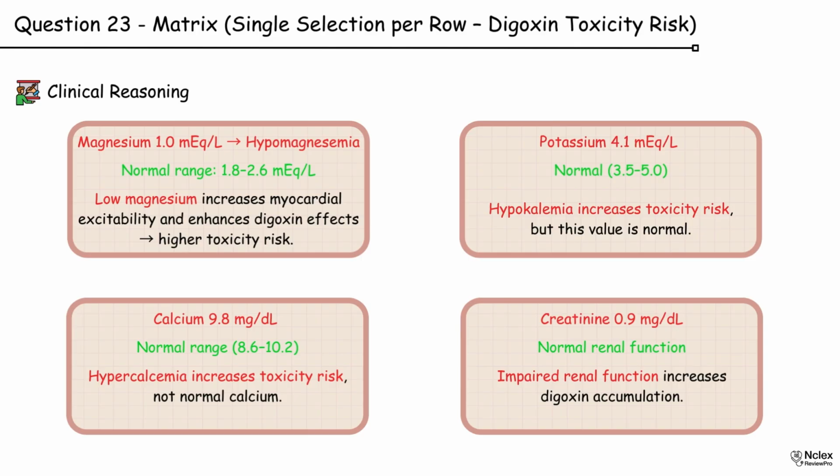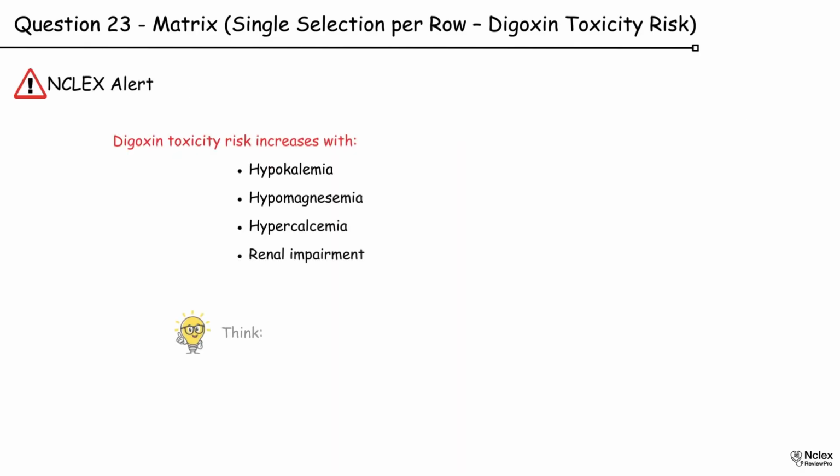Finally, creatinine. A creatinine of 0.9 reflects normal renal function. Because digoxin is primarily cleared by the kidneys, renal impairment increases toxicity risk, but in this case, renal function appears normal. Here's your NCLEX alert.